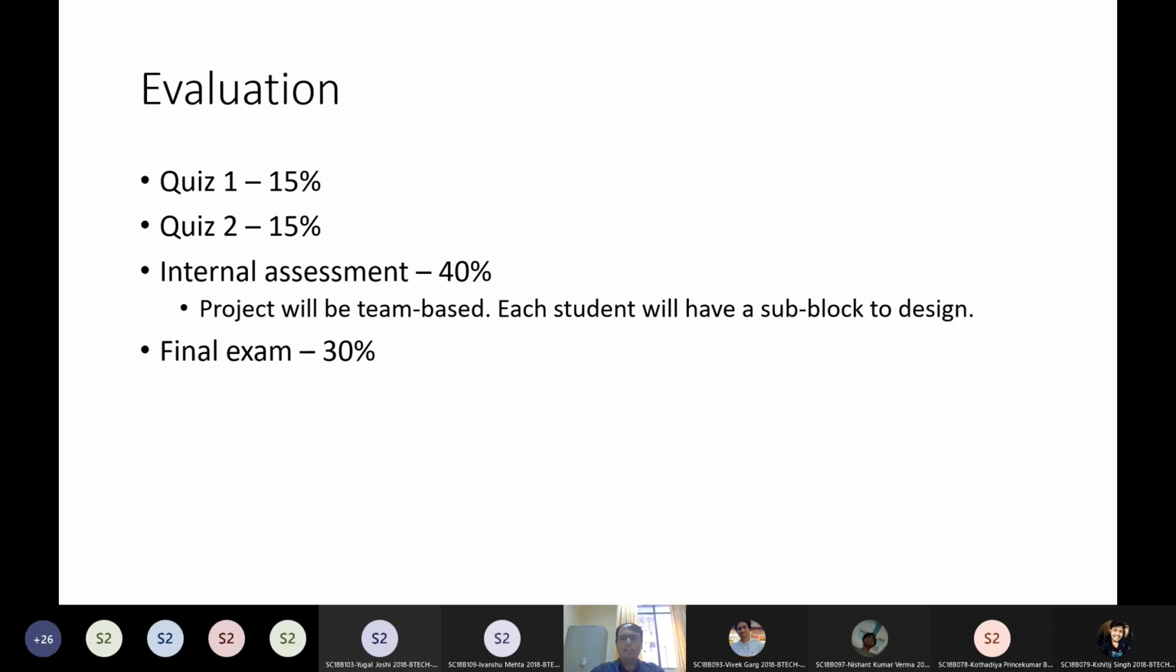Okay, so which is why the highest contribution towards your grade will be your project. Okay, and the project has to be taken very seriously, and individual contribution should be there. It's not like one person does it and two are tagging along.